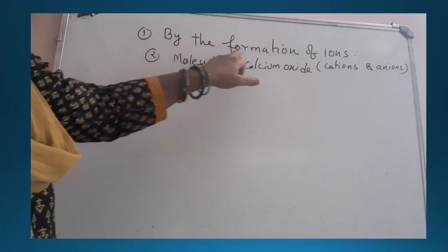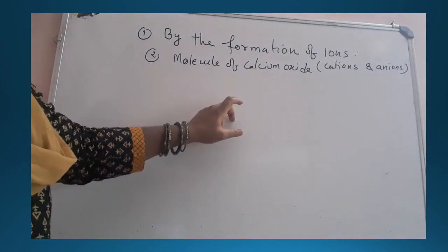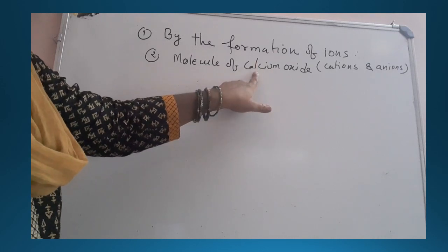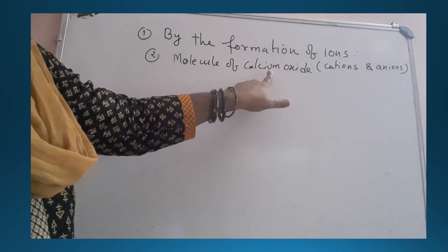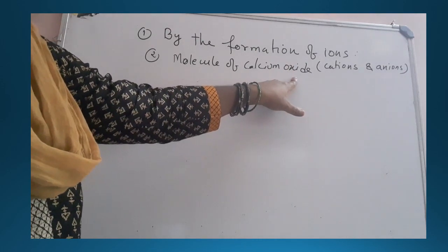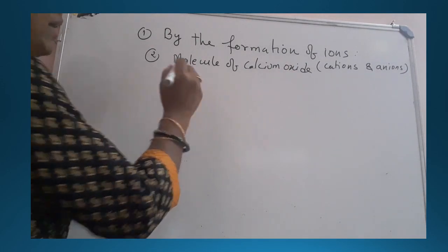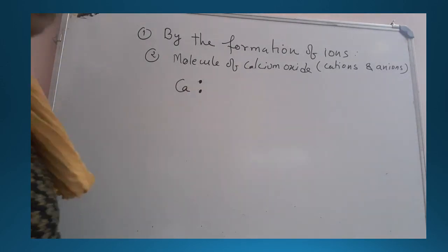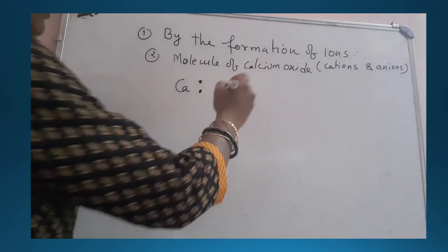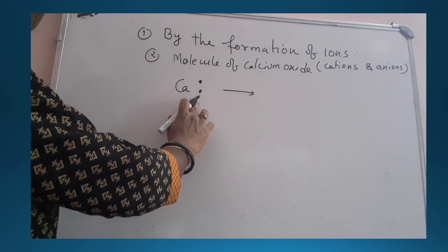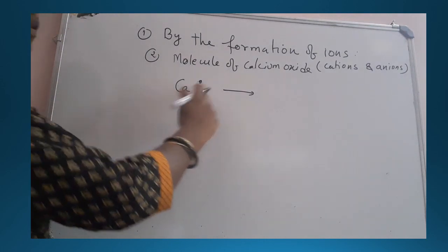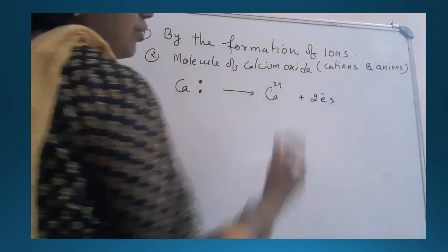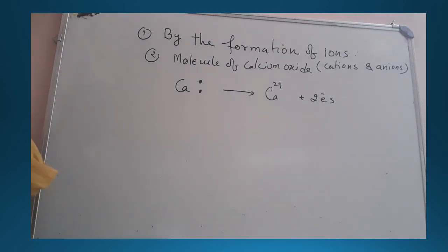Now the second example for the formation of ionic bond is the formation of a molecule of calcium oxide. Here children, calcium oxide is made up of atoms of calcium and oxygen. The valence electrons of calcium are 2, so we represent these 2 electrons by giving 2 dots. The calcium atom, as it has 2 electrons, can easily lose these 2 electrons to form the Ca2+ ion. Here we can say calcium cation.